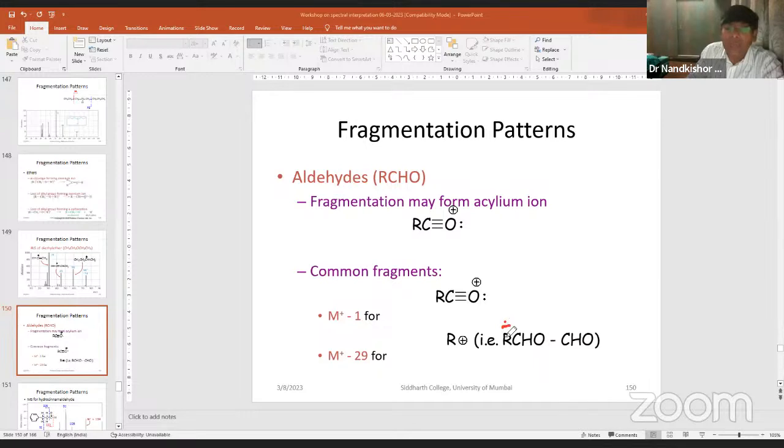Suppose R is going as a positive, so this will be going as a radical. If this aldehyde group is lost, it will be 29, so sometimes you see minus 29. The CHO mass is 29. Sometimes you will get an alkyl group if it is a ketone. If it is an aldehyde, sometimes the H will go out, sometimes the R will go out as a cation. That's why sometimes you will get minus 1, sometimes minus 29. Minus 29 means CHO.